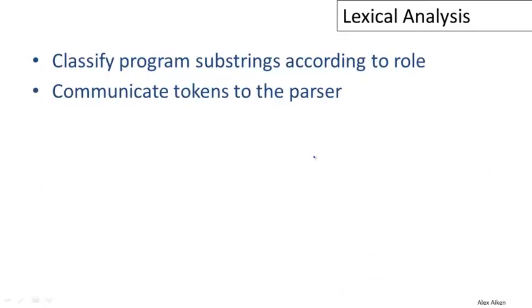So the goal of lexical analysis is to classify substrings of the program according to their role. This is the token class. Okay, is it a keyword, a variable, an identifier? And then to communicate these tokens to the parser. So drawing a picture here, let's switch colors.